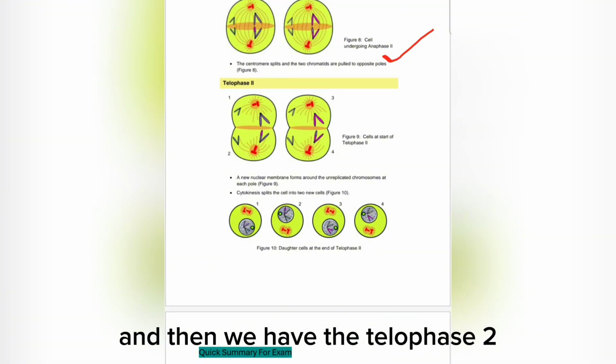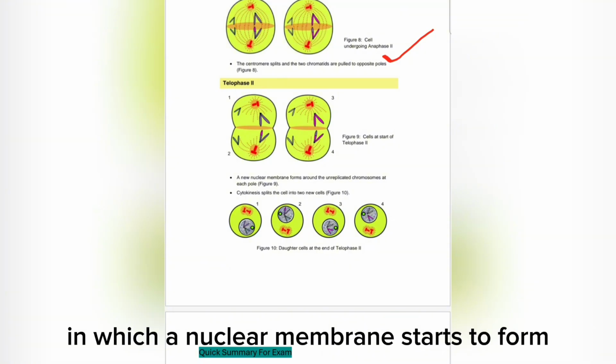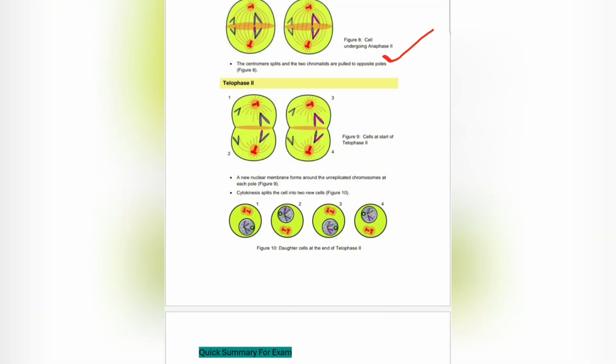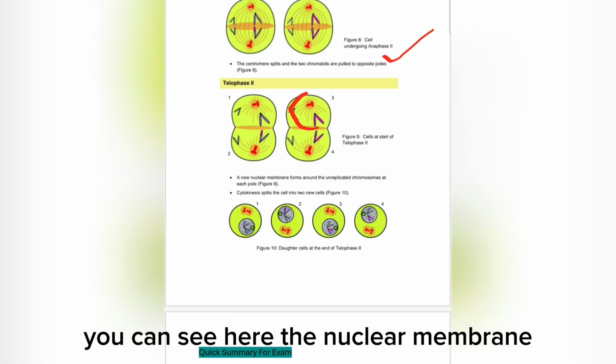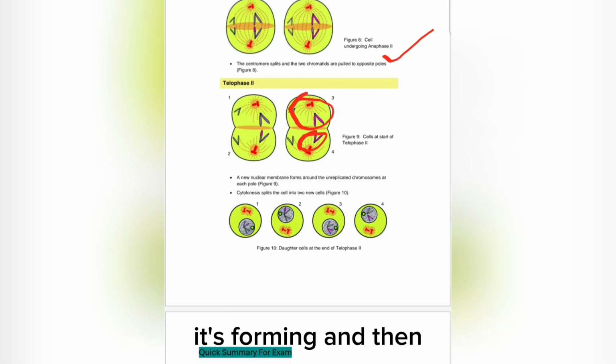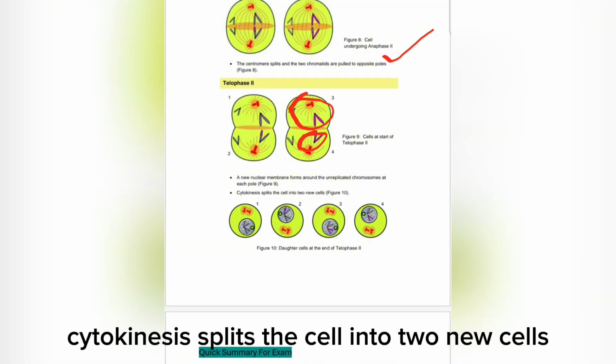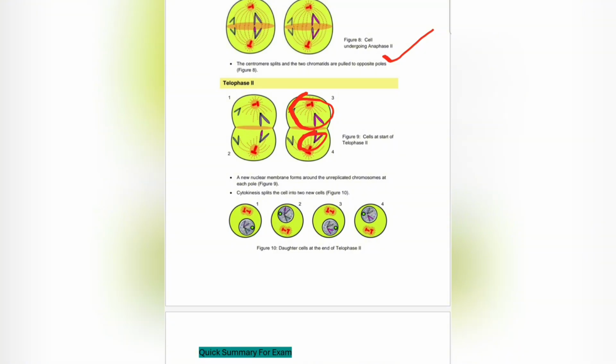And then we have telophase 2, in which a nuclear membrane starts to form around unreplicated chromosomes at each pole. You can see here the nuclear membrane is forming. And then cytokinesis splits the cell into two new cells.